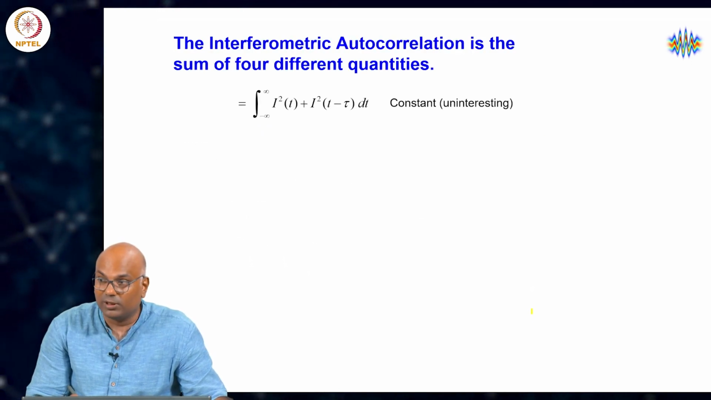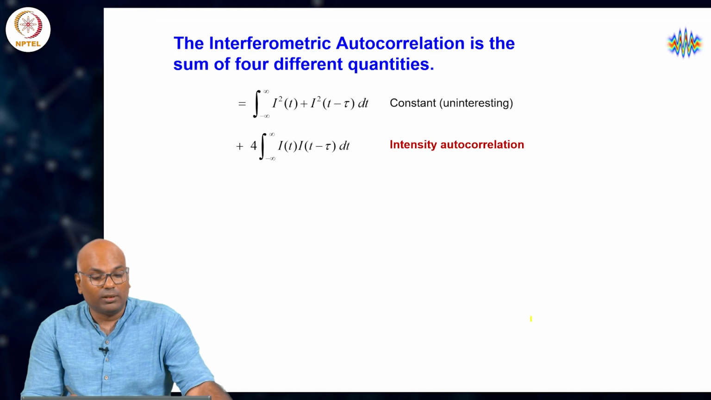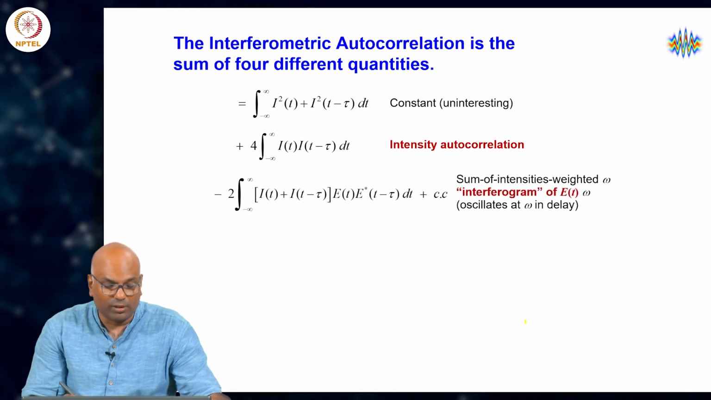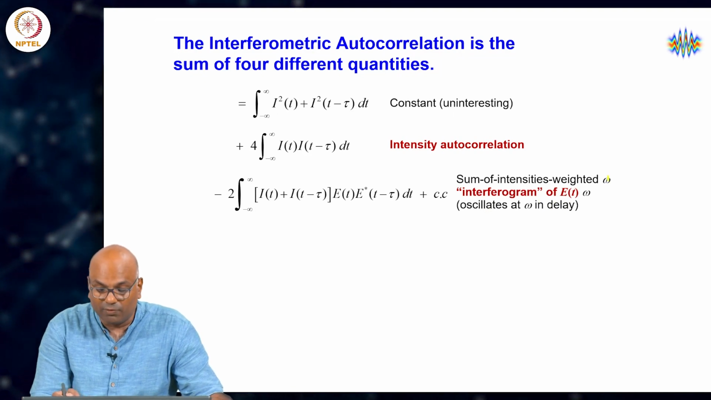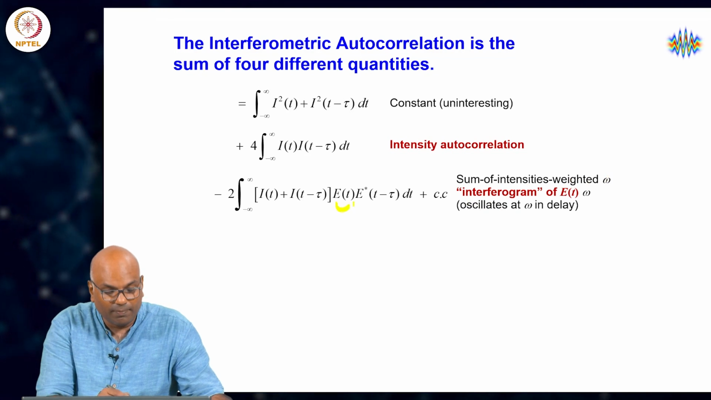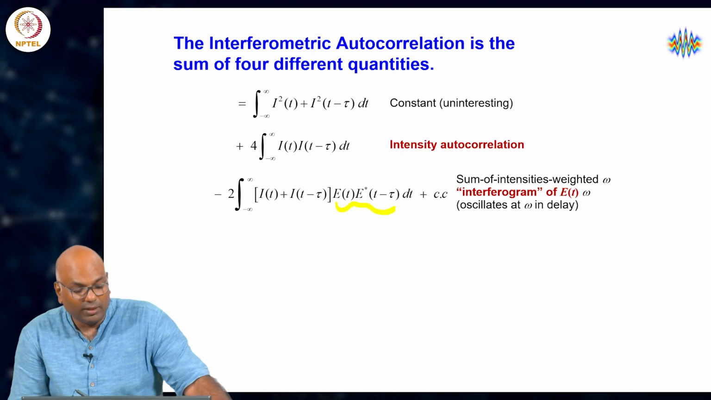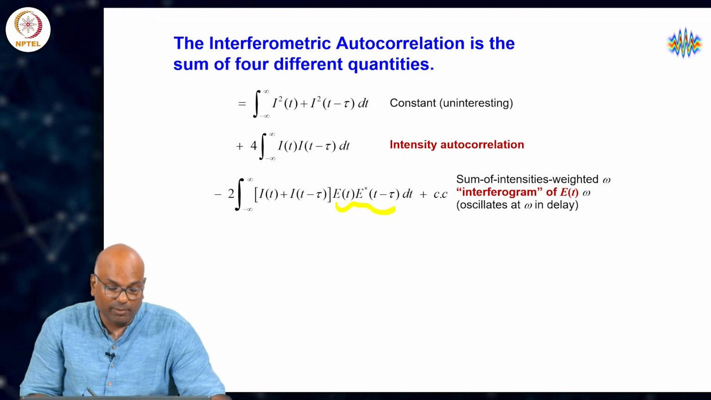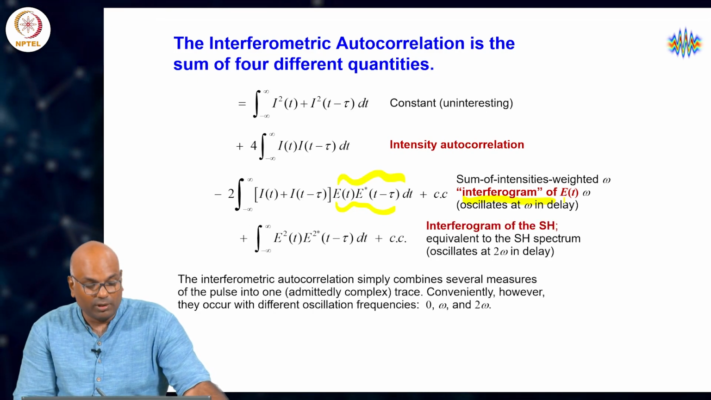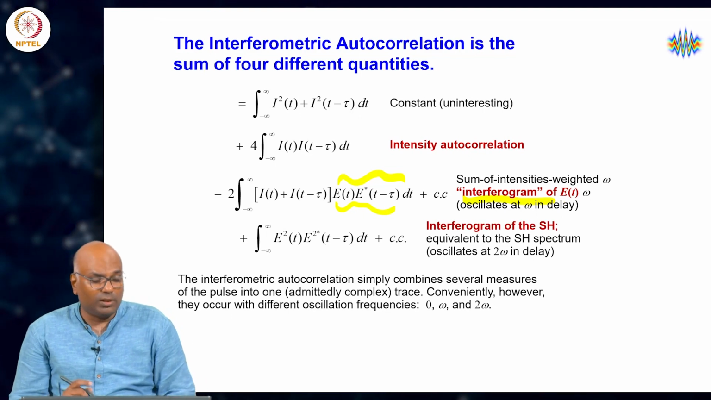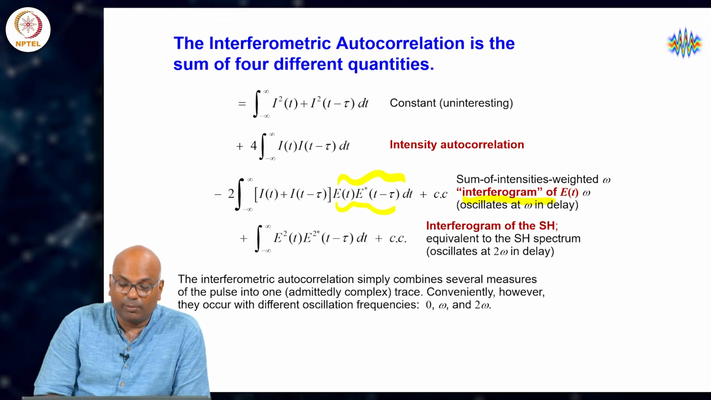and what we are left with is a constant term which is uninteresting, an intensity autocorrelation term which we already got earlier, which is not the fringe resolved autocorrelation term, and the sum of intensities weighted with the interferogram of E of t. So, this term involving E of t multiplying E star of t minus tau is the interferogram term. Okay. So, that is what leads us to the interferometric autocorrelation.